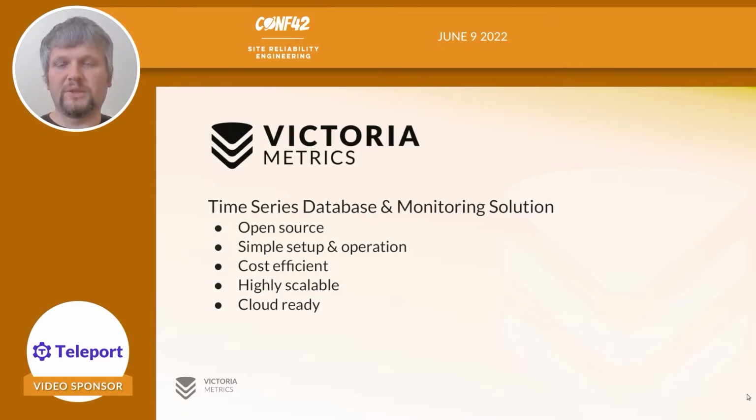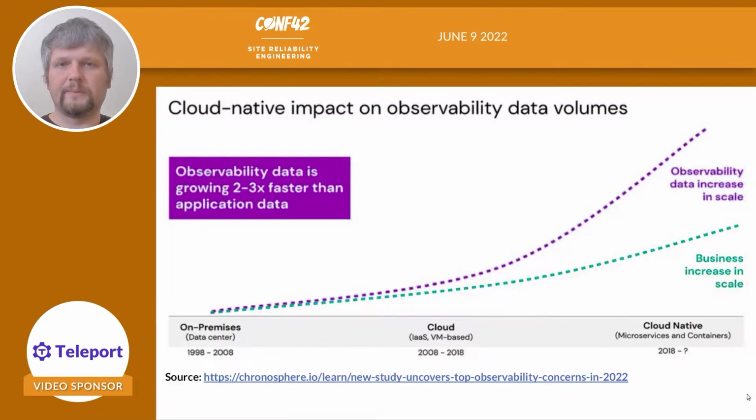What is VictoriaMetrics? This is a time series database and monitoring solution. It is open source. It is simple to set up and operate. It is cost efficient, highly scalable, and it is cloud ready. We provide Helm charts and operators for VictoriaMetrics for Kubernetes.